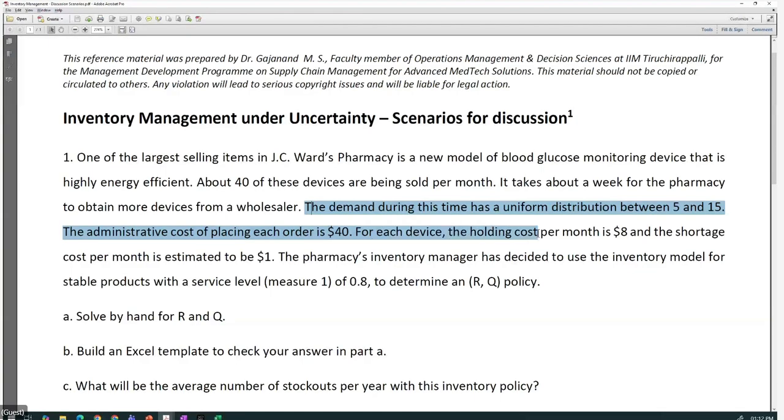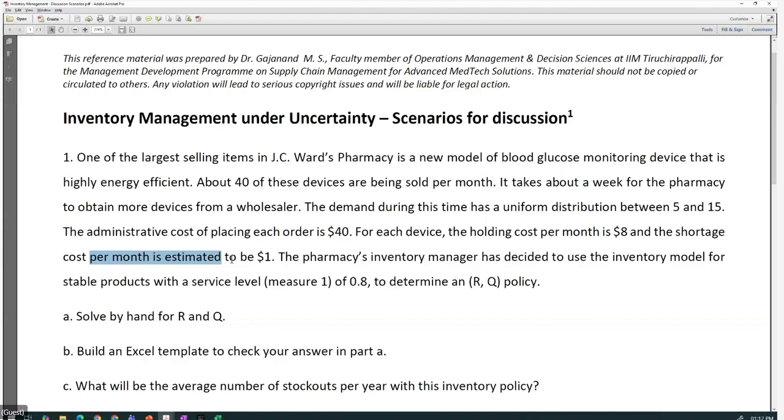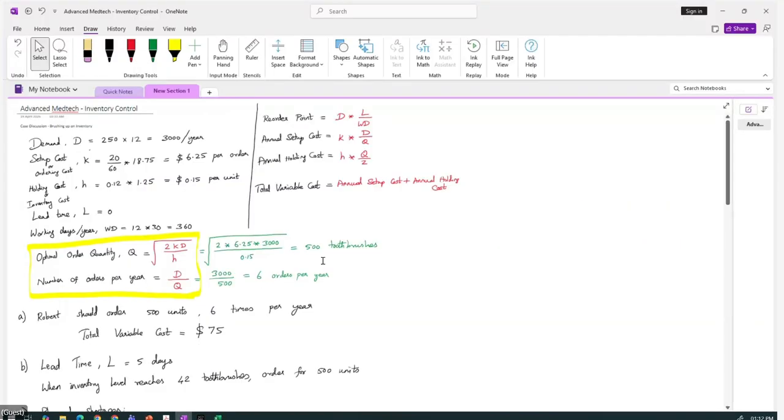For each device, the holding cost per month is $8 and the shortage cost per month is estimated to be $1. The pharmacy's inventory manager has decided to use the inventory model for stable products with a service level of 0.8 to determine an RQ policy. What is this RQ policy? R is the reorder point. Q is the order quantity. So we need to determine what R and Q should be.